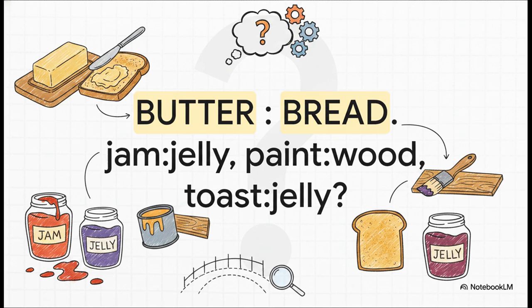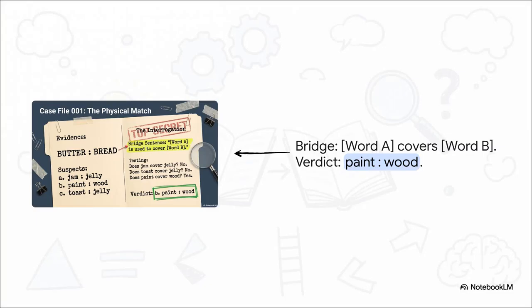Before we uncover the verdict, I'm challenging you right now. Pause for a second. Mentally form your bridge sentence. How exactly does butter relate to bread? Don't look at the answers yet. Build that bridge. Let's review the interrogation. The absolute best bridge sentence here is word A is used to cover word B, right? Butter is used to cover bread.